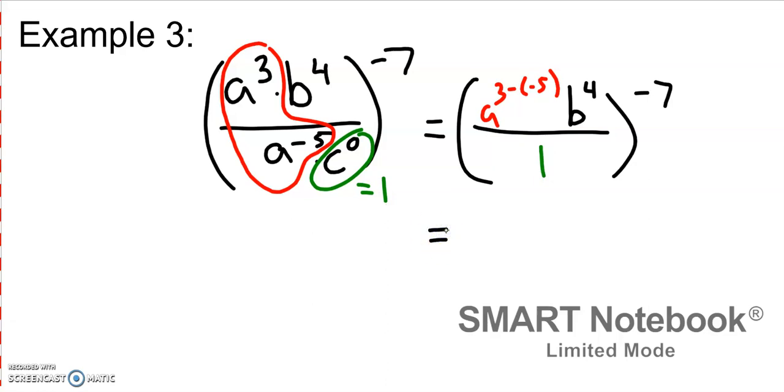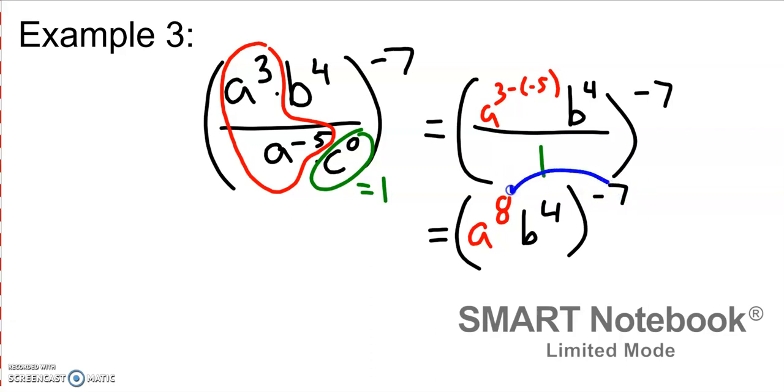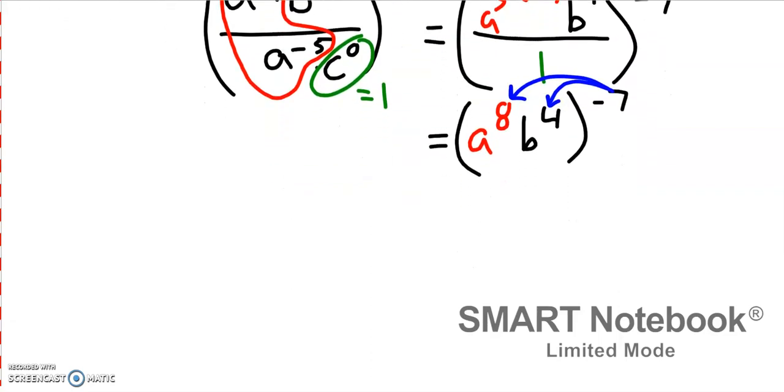Let's simplify the a. We have a to the third minus negative 5, so 3 minus negative 5 is a to the 8th. B to the fourth is just chilling. We can remove the denominator because it's only 1. And it's still getting raised to the negative 7th. So now, since I can't simplify anything else inside the set of parentheses, I'm going to distribute the negative 7 into the exponents inside my parentheses. Let me raise this up. You raise me up. There we go.